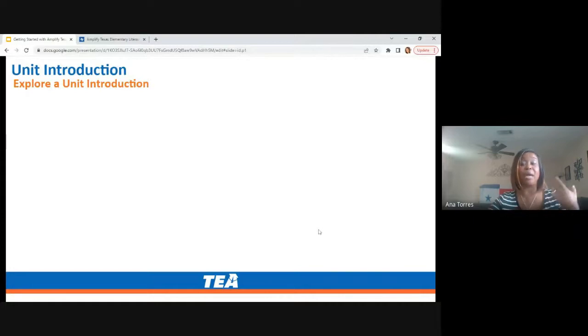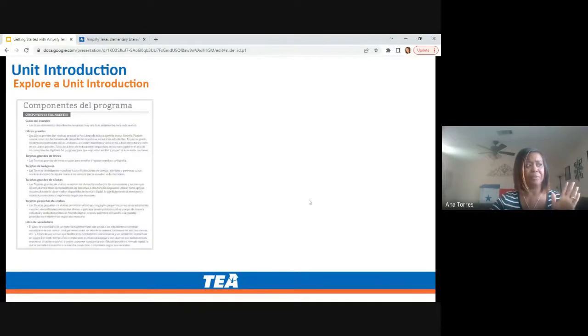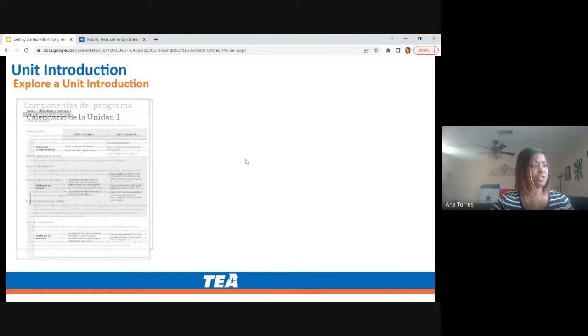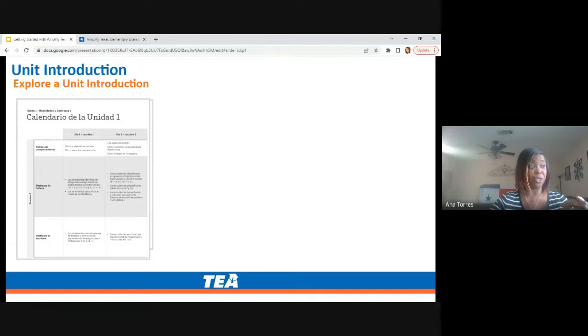So let's take a look at what is included in the unit introduction. As you read through the last paragraph there, look what's included. Plethora of information. What are the components of the program, right? As I went through and modeled live for you, the big books, the syllable cards, the image cards, etc. It actually breaks down what those are. Also included is what's called Calendario de la Unidad, which is just a unit calendar and looks at each lesson, and gives you a really nice overview of what the calendar looks like for that unit.